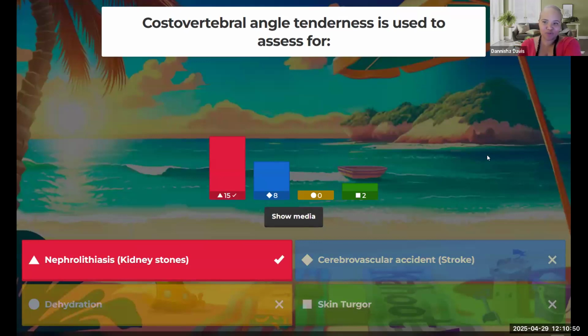Now remember, costovertebral angle is used to check for kidney pain. And what are your landmarks for CVA? Ooh, that was so long ago, right? Does anyone remember? Posteriorly, right underneath the 12th rib, right? You lay your hand flat and then you provide some light blows. And if they retract in pain, then they are positive for CVA tenderness.